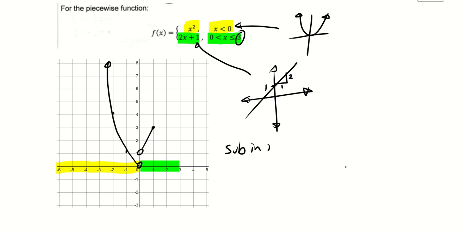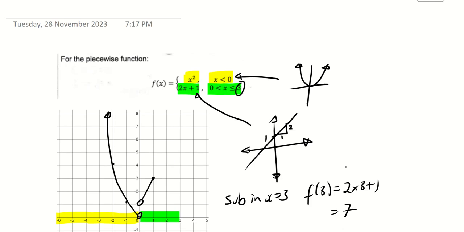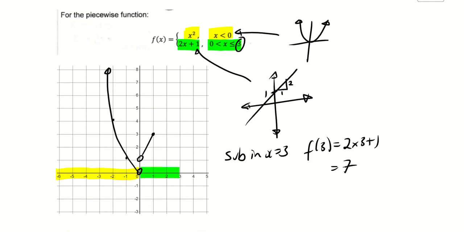So I'll sub in x equals 3, and I'll get a function value of 2 times 3 plus 1, or 7. So (3, 7), I'll put that point. This one's colored in because it's a less than or equal to. And I can join these together, and there is my piecewise function.